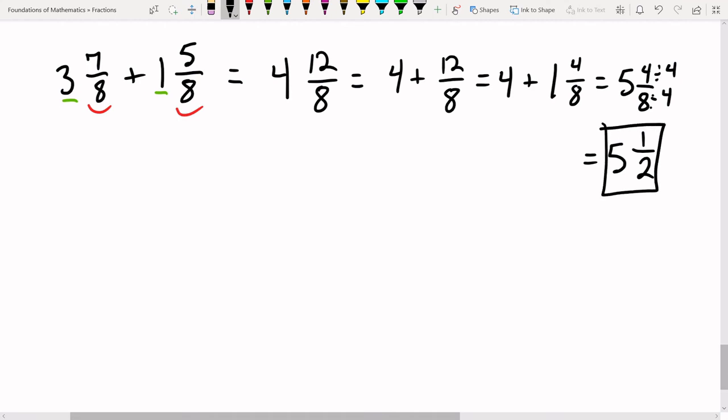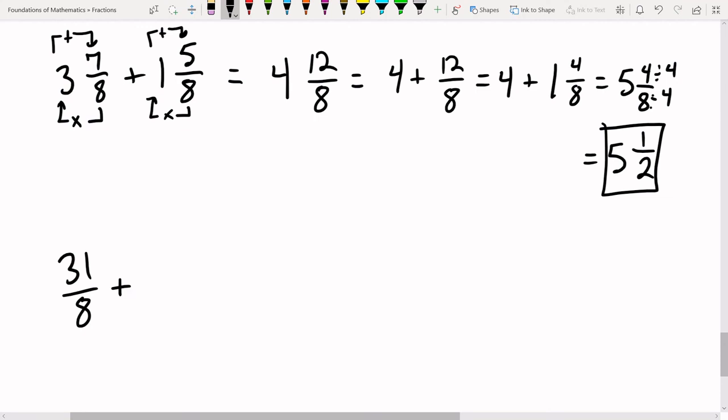So this is the mixed number method. Like I said, there's a lot of steps to that, and it can be confusing if you're not comfortable with it. What can be easier, or at least more like following the methods we've already learned, is to change these to improper fractions first. Your normal strategy here: 8 times 3 is 24. 24 plus 7 is 31. So we get 31 over 8 plus 8 times 1 is 8 plus 5 is 13. 13 over 8 here.